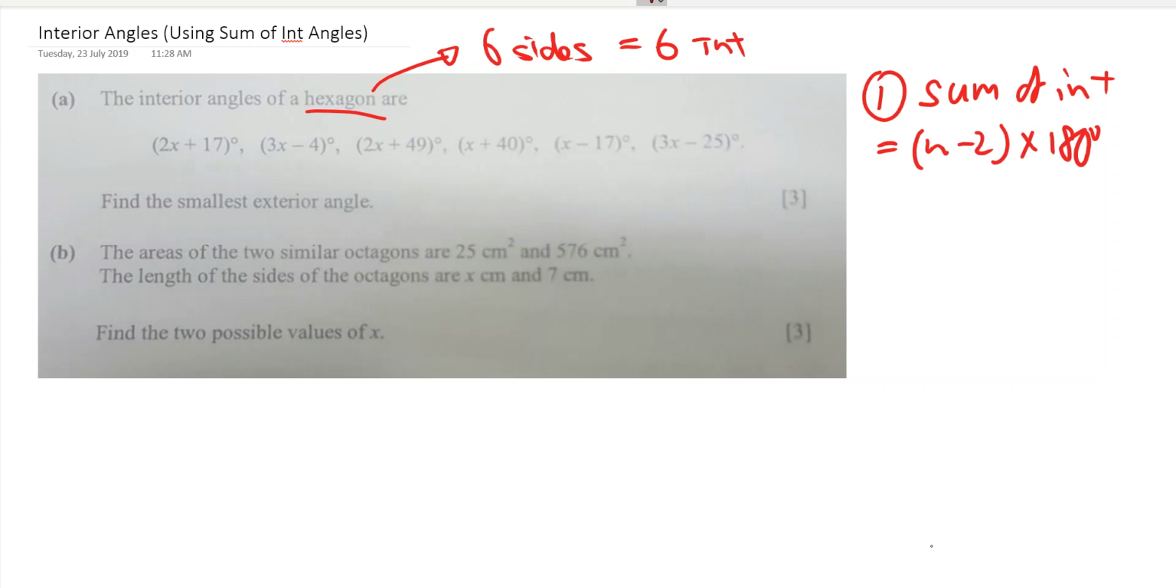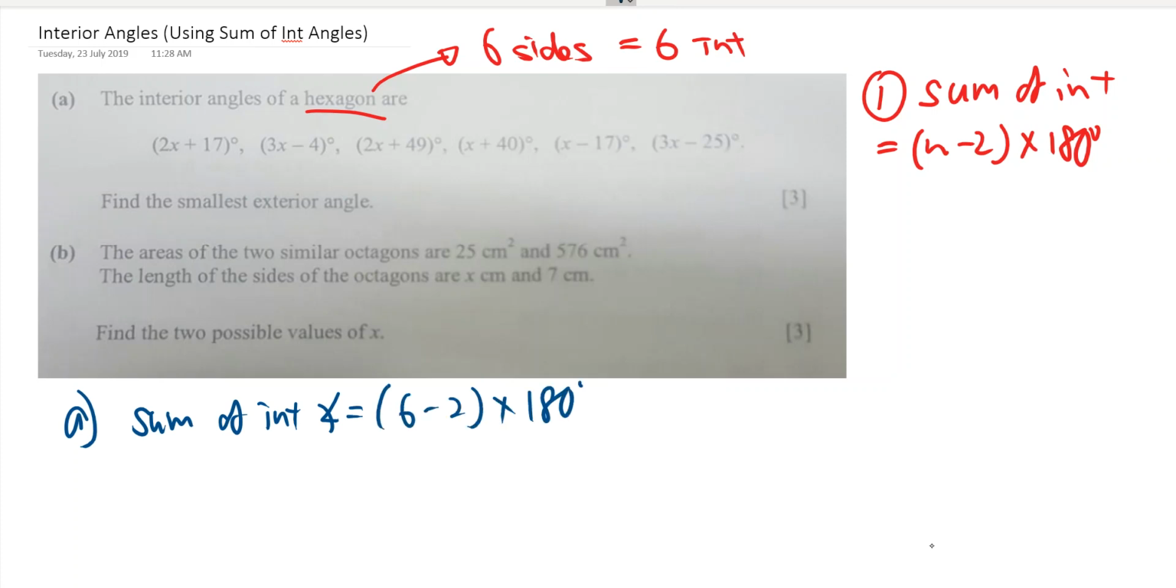So how do we approach this question? Let's say the sum of interior angles is equal to 6 minus 2 times 180 degrees, because there are 6 sides in a hexagon. So I'll have 4 times 180 degrees, which is equal to 720 degrees. So the sum of all the interior angles works out to be 720 degrees.